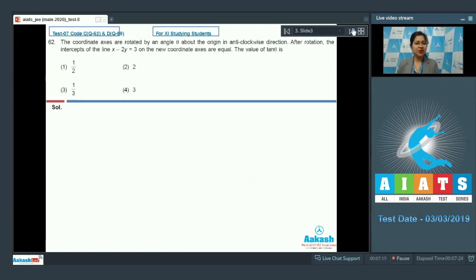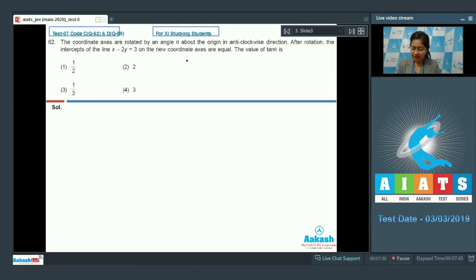Let's now move to the next question, that is question number 62, which says that the coordinate axes are rotated by an angle theta about the origin in anti-clockwise direction. After rotation, the intercepts of the line x minus 2y equal to 3 on the new coordinate axes are equal. The value of tan theta is.